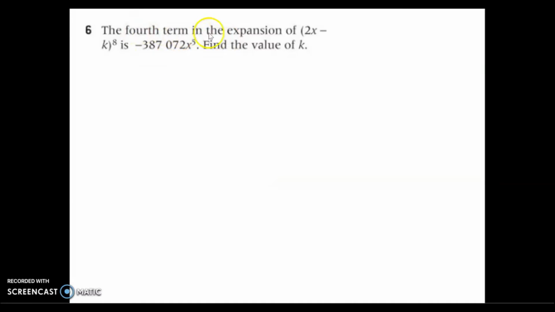Here, we're looking for the fourth term in the expansion of (2x minus k) to the 8th power. And we're told the fourth term equals this. So find the value of k. So let's begin here again as well, right? Here's our first part of the binomial. Here's our second. Tell me again, what should the numbers be here, here, here, and here?